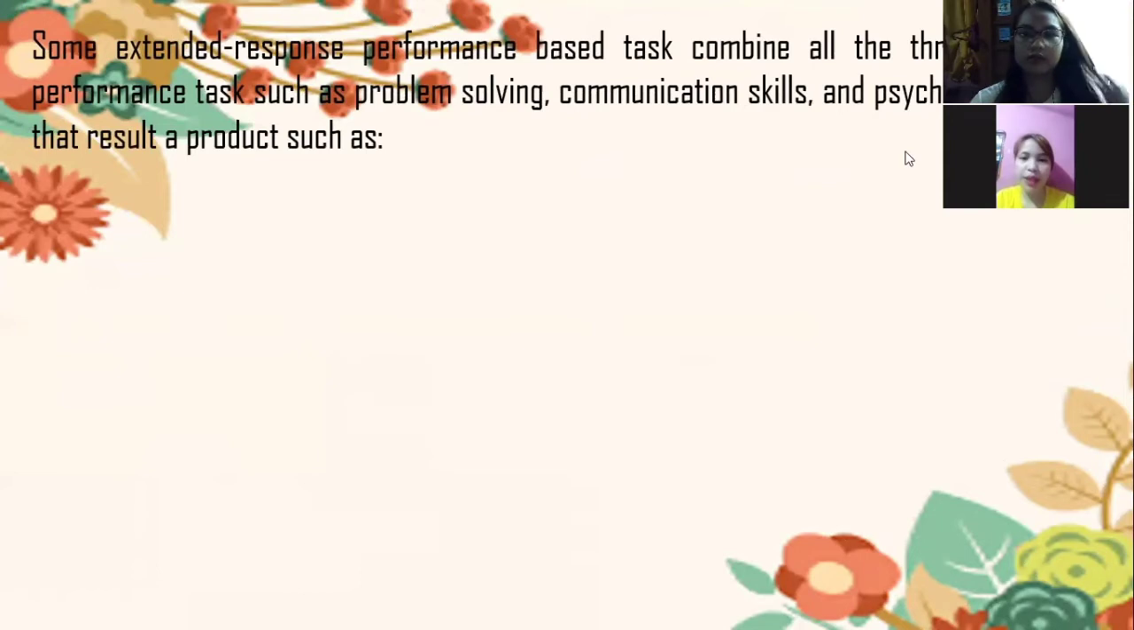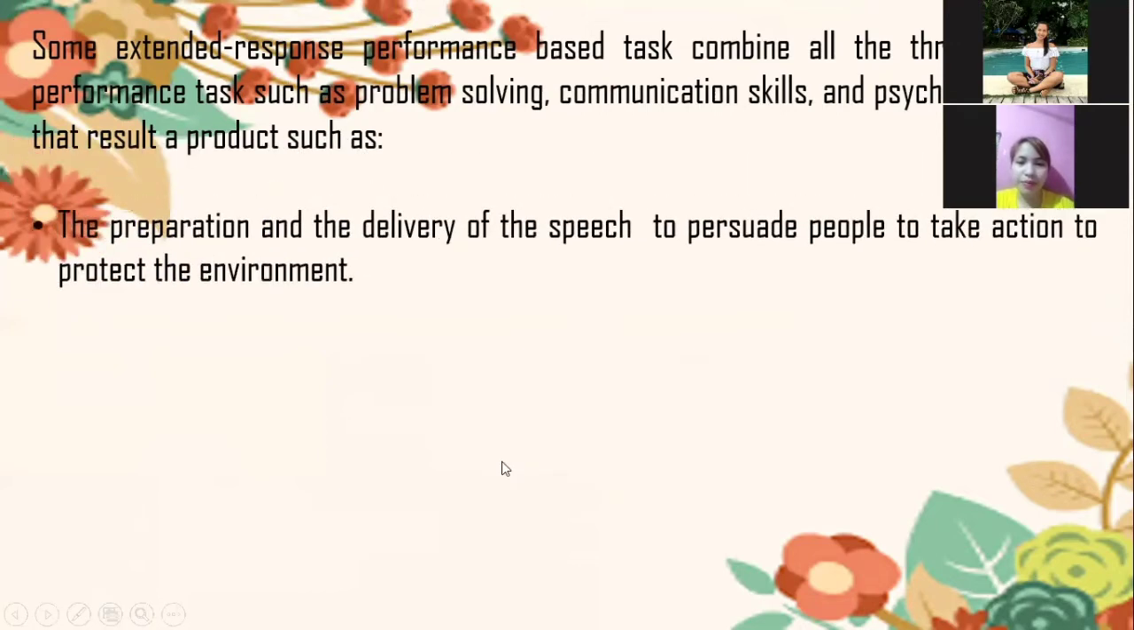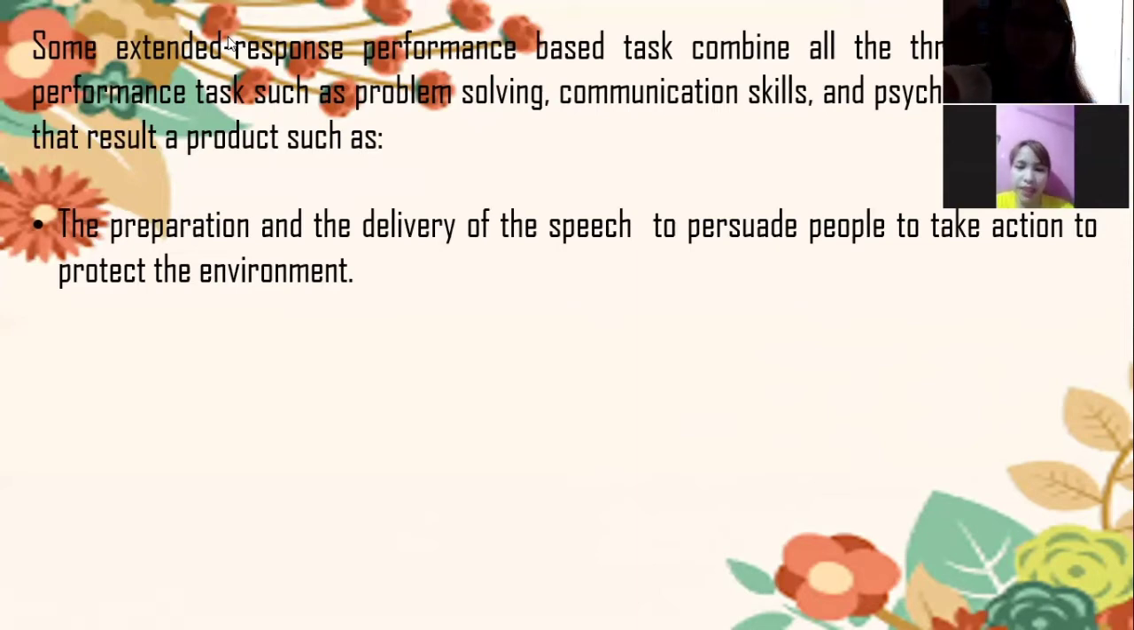So some extended response performance tasks combine all three types of performance tasks, such as problem solving, communication skills, and psychomotor skills, that result in a product. The first one is the preparation and the delivery of a speech to persuade people to take action to protect the environment.